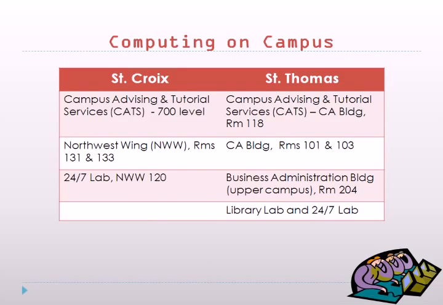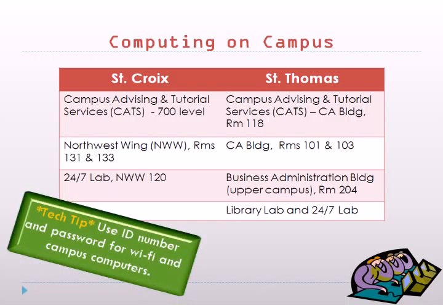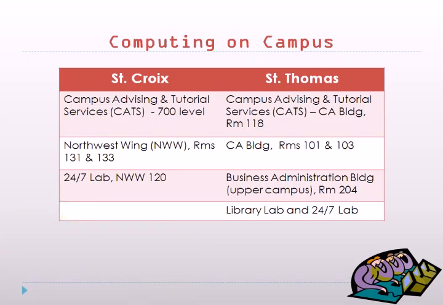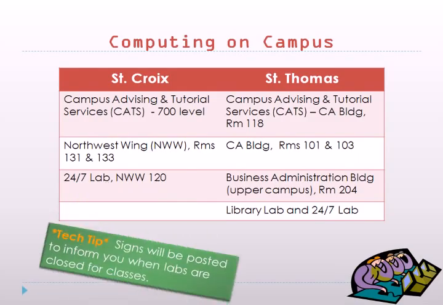There are several computer labs as well as wireless internet access around both campuses to meet your academic computing needs. You will need your UVI student ID number and password to log on to the wireless internet or campus computers. Sometimes labs are closed for class instruction, and you will be referred to the 24/7 lab on either campus. Look out for signs on doors and on digital screens to get notices of lab closures.